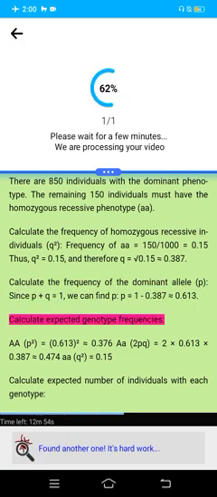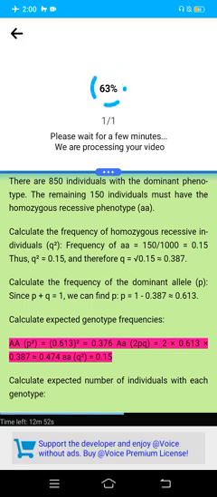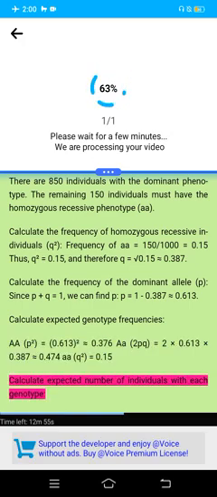Calculate expected genotype frequencies. p squared equals 0.613 squared, approximately equals 0.376. 2pq equals 2 times 0.613 times 0.387, approximately equals 0.474. q squared equals 0.15. Calculate expected number of individuals with each genotype.